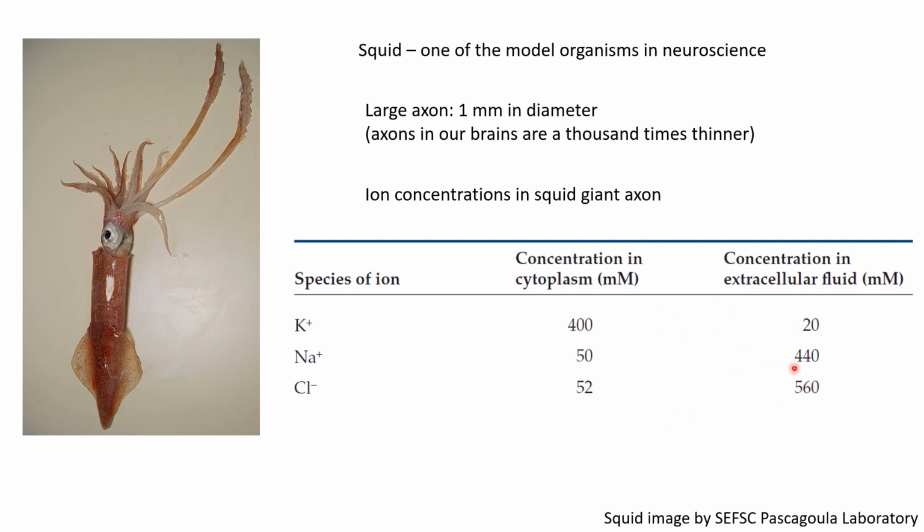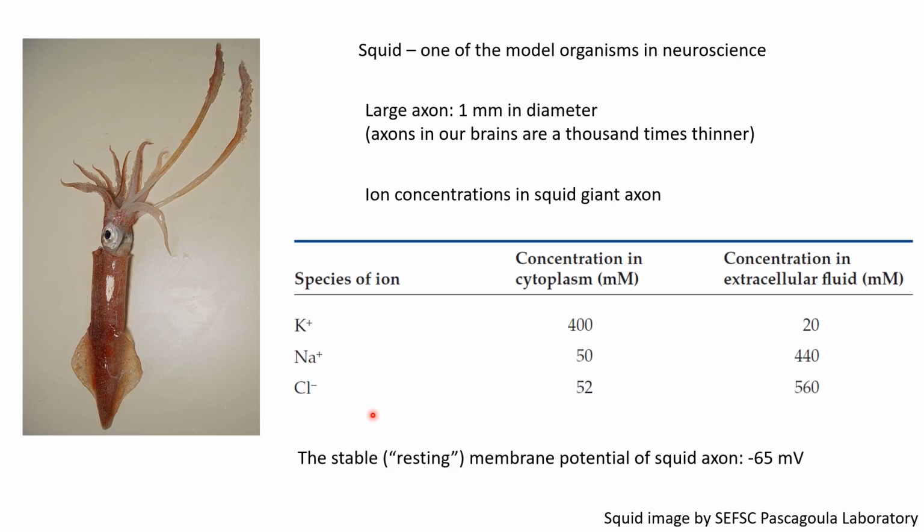In fact, the concentrations of sodium and chloride that you see here, these are more abundant outside. These concentrations are basically the concentrations of these ions in seawater. Because it's a sea organism and the space outside the neurons is filled with a medium which is basically like seawater, it is not surprising that sodium and chloride are more abundant outside.